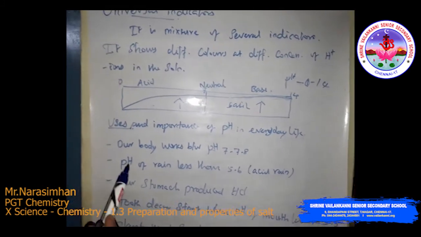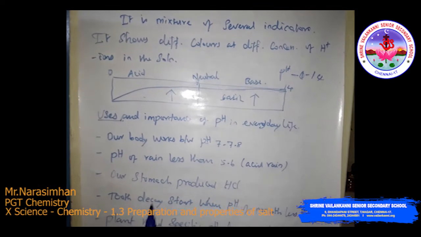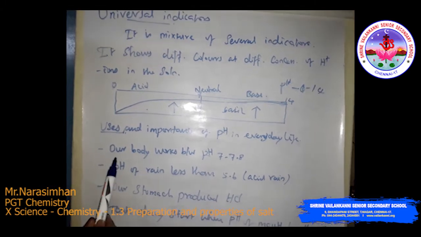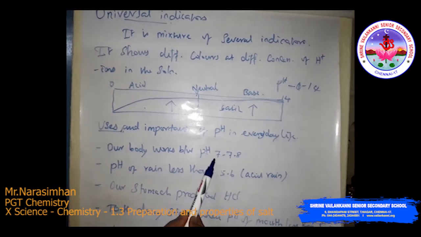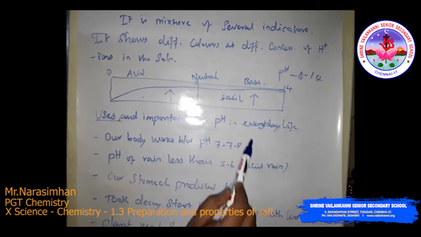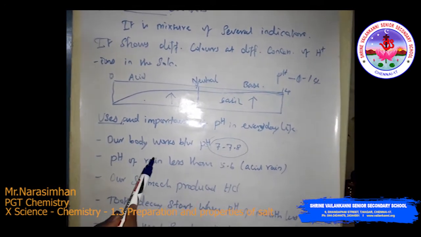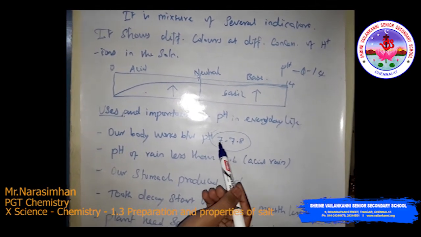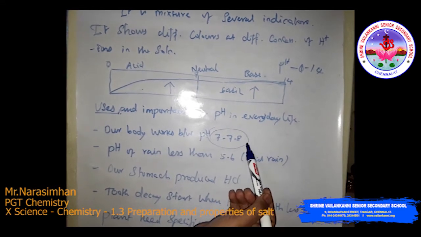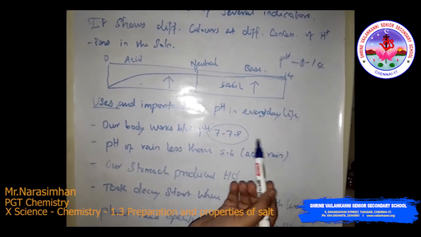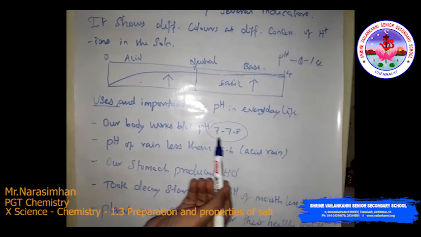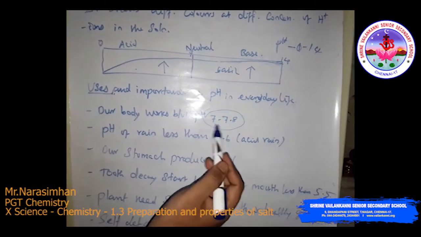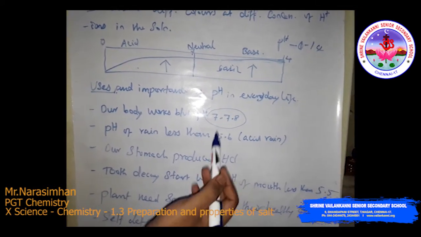Then the uses of pH in everyday life. This is very important: our body works between pH 7 and 7.8. That means below 7 or above 7.8 our body gets troubled. Below 7 is acidity, a very well known problem every day. The acidity increases, so we have to neutralize it.